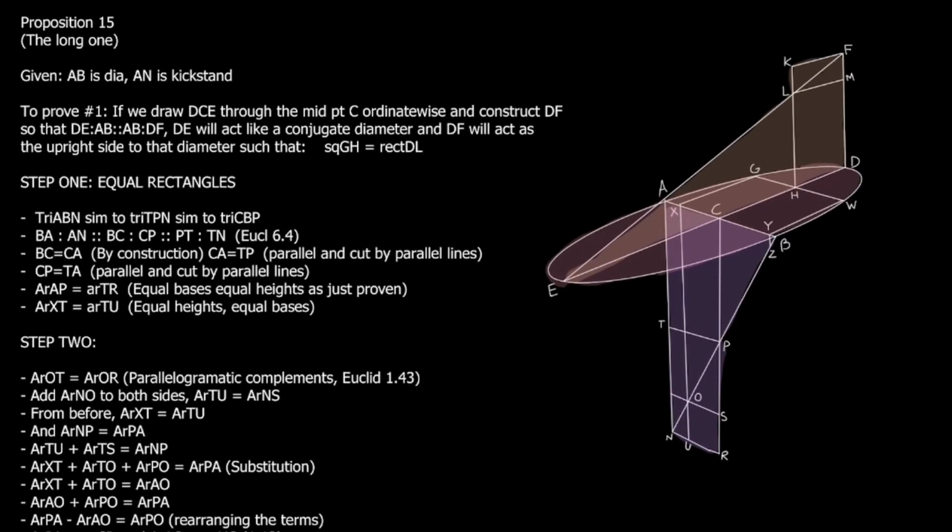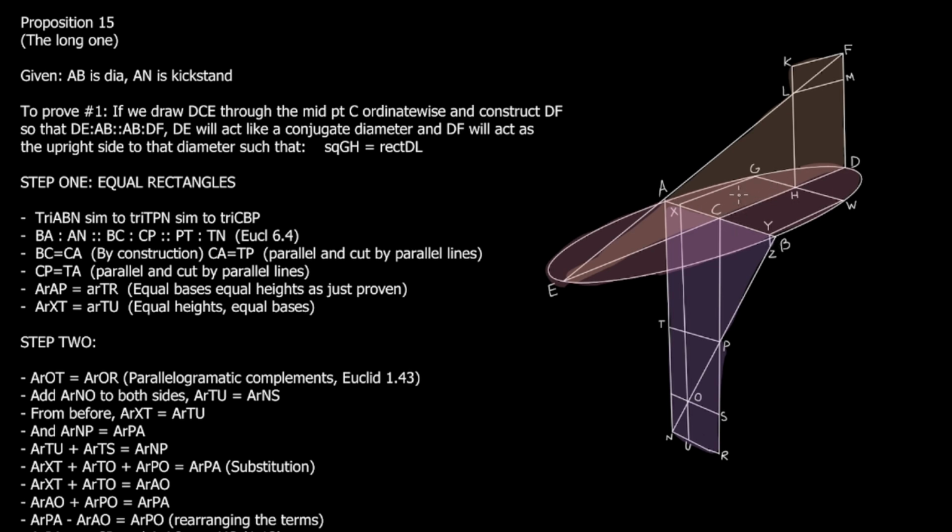I've written out the steps that are in the book, but I've also written out little explanations. Our construction I've already completed, and I'm not going to go over every step of it, but basically what you need to know is that we have an ellipse, AB is the diameter of that ellipse, and AN is our kickstand. That has all been set up, and then we set up this other diameter through the point C, and the point C is bisecting AB.